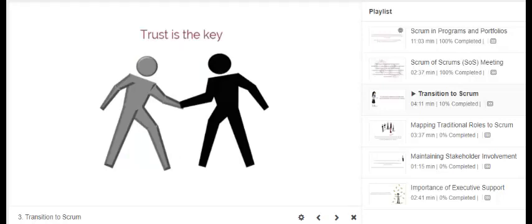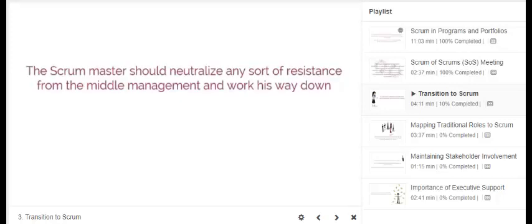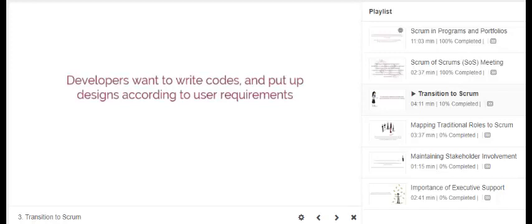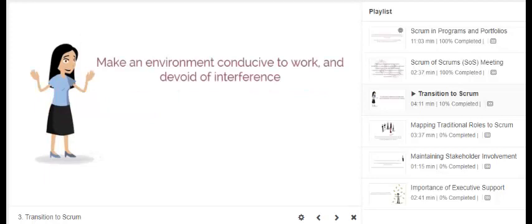Trust is the key. It will help establish a good relationship between the team and the Scrum Master. The Scrum Master should neutralize any sort of resistance from the middle management and work his way down. Nobody wants to sit cooped up in a conference room and discuss plans. Developers just want to write code and put up designs according to the user requirements. So a Scrum Master should give the team an opportunity to set their own realistic iterations. Basically, make an environment conducive to work and devoid of interference.